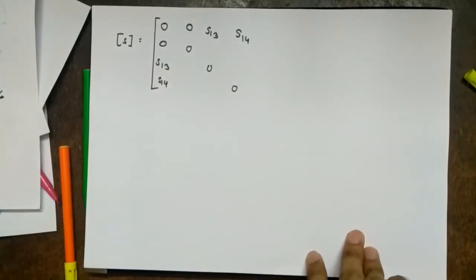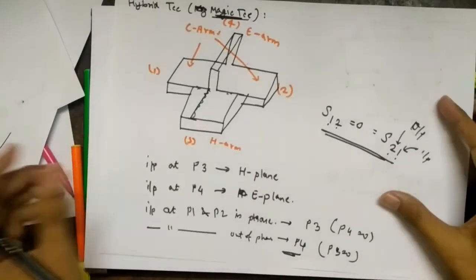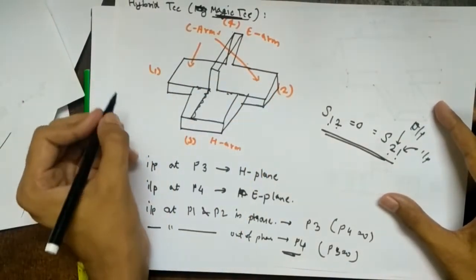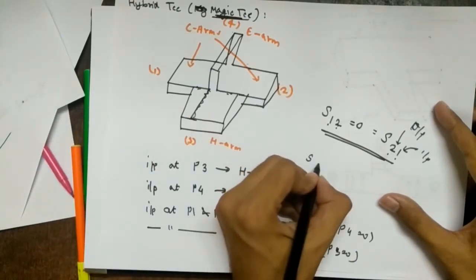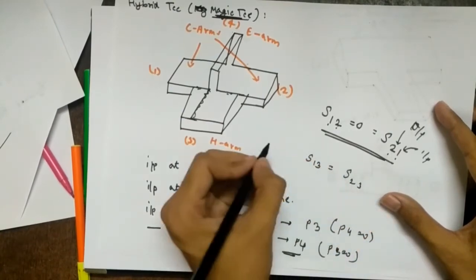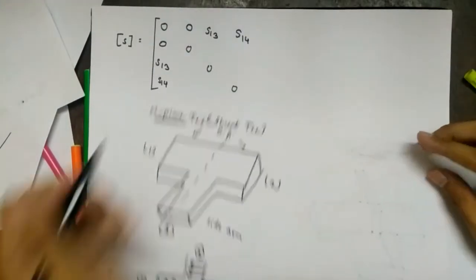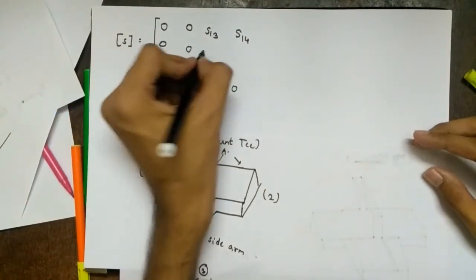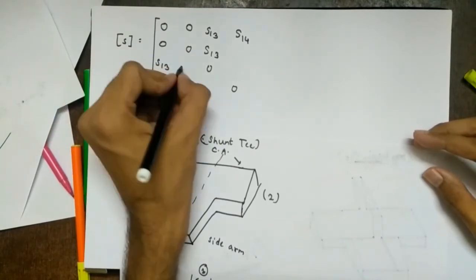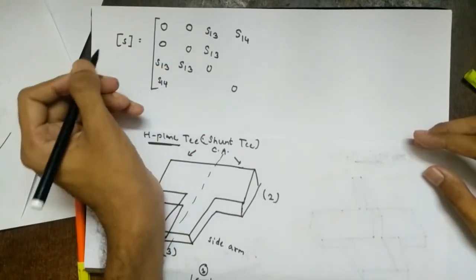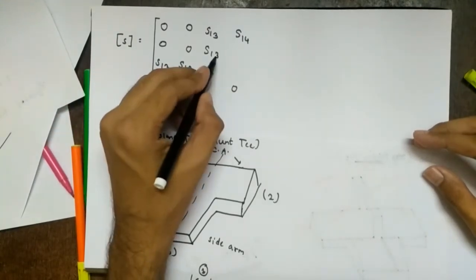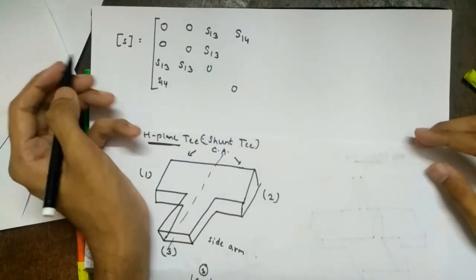Now for other parameters, let's see the magic trick. What will happen when I give the input to port 3? It will equally go to port 2 and 1, right? Means S13 equal to S23. And since it is reciprocal, this will also be S13, because this is S31, S32. S23 is S32 for a reciprocal network, right?